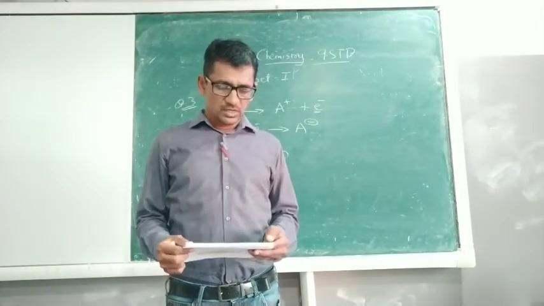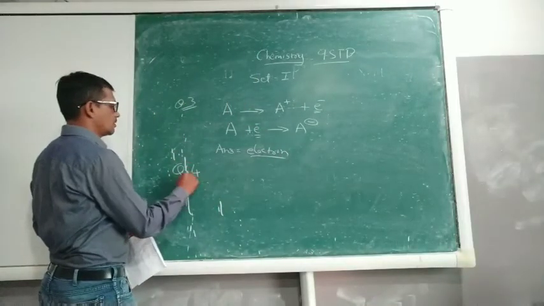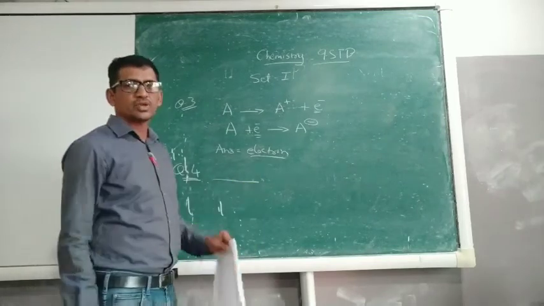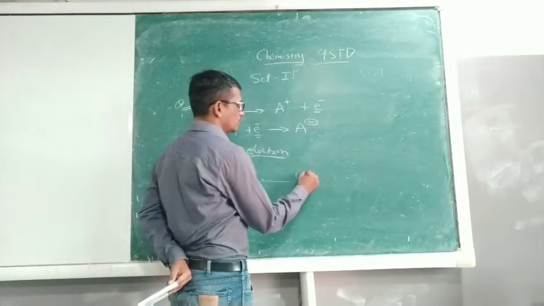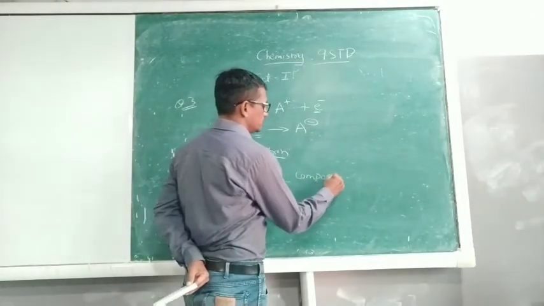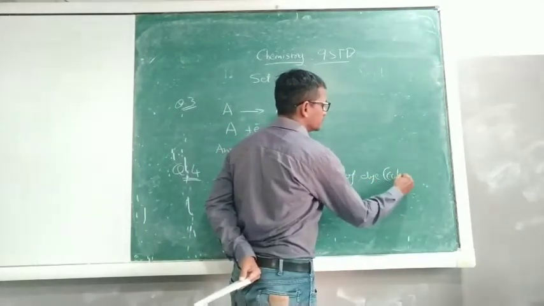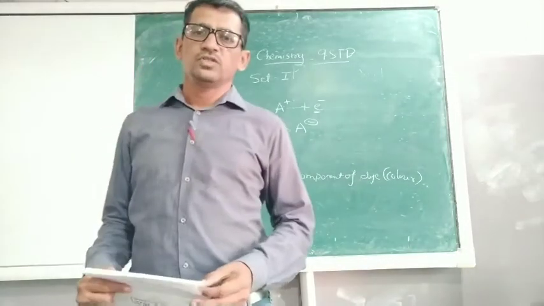Second question, that is question number 4. This method is used for separation of components of a dye. Which method is used for separation of components of a dye? Dye means what? It is color. So for separation of color, which method is used?